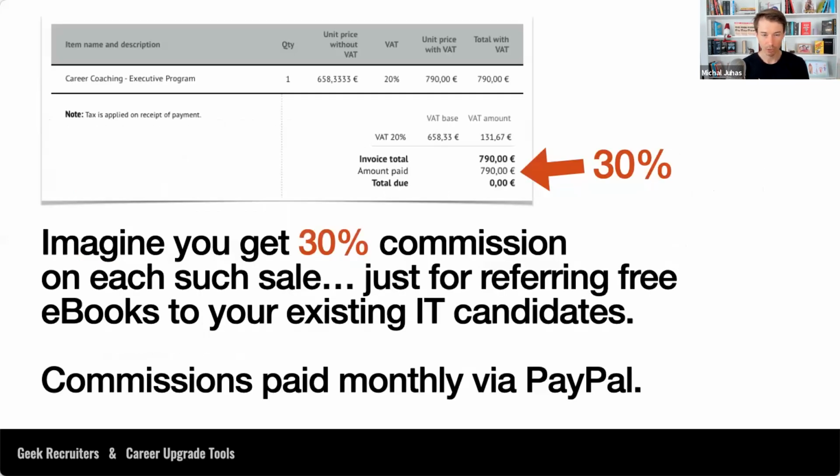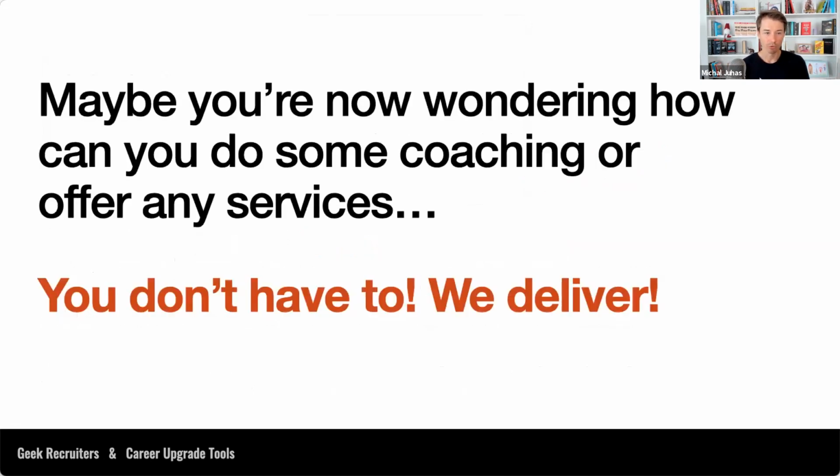So if we just look at this example, the Career Upgrade Tools invoices 790 or 690. We give sometimes discounts in some countries. So if we take the 790 as a base, you would get 30% commission on each sale, just for referring a free ebook to your existing candidates. And the commissions are paid via PayPal. So if you have PayPal, then we just pay the commission. Maybe you are now wondering, how can you do some coaching or offer some services?